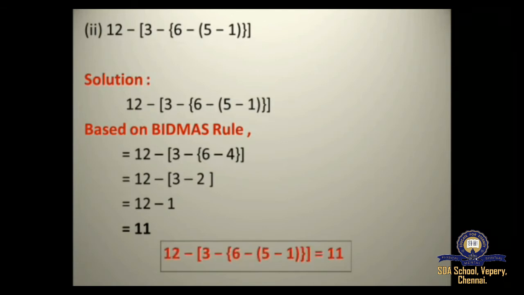Got it, students? So first you're going to solve the sum based on the BIDMAS rule. What is BIDMAS? Brackets, indices, division, multiplication, addition and subtraction, right? So you're going to solve the innermost bracket, and then the bracket which is next to the innermost, and then you're going to come to the last bracket. First you'll be solving 5 minus 1, you'll get 4, and then you'll subtract 4 from 6, that is you'll get 2, and at last you'll subtract 2 from 3, you'll get 1. So when you subtract 1 from 12, you'll get 11. So 11 is the answer for this sum.